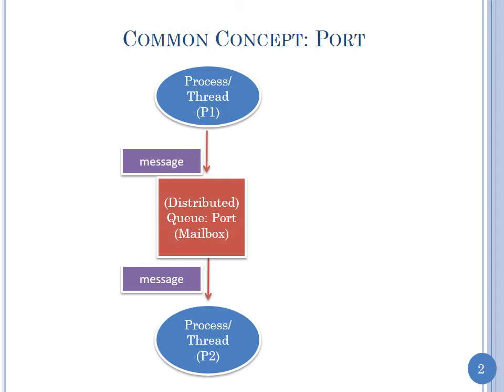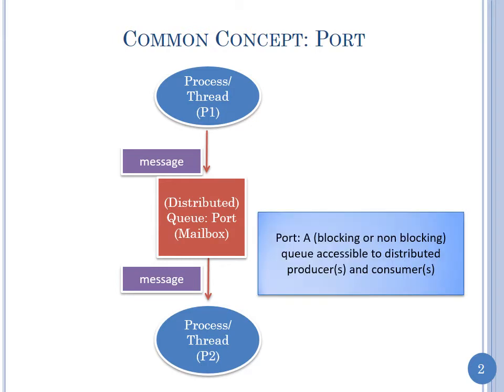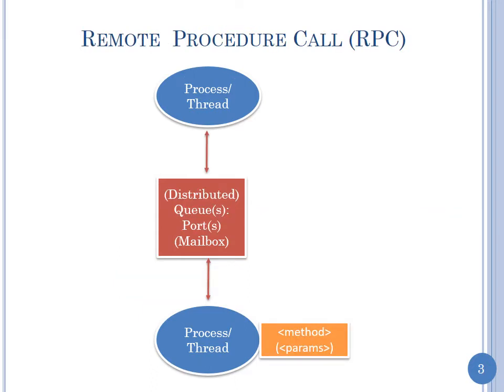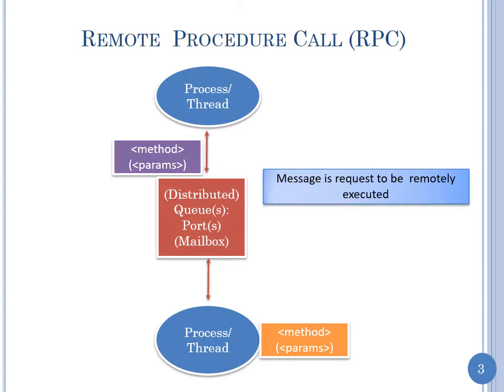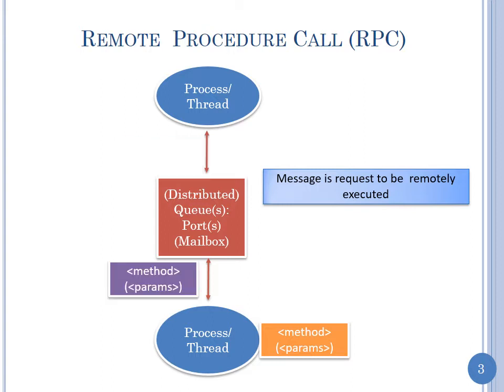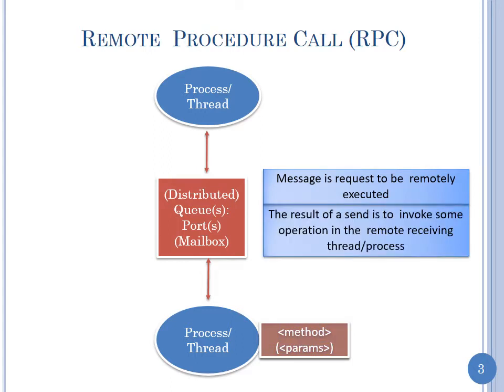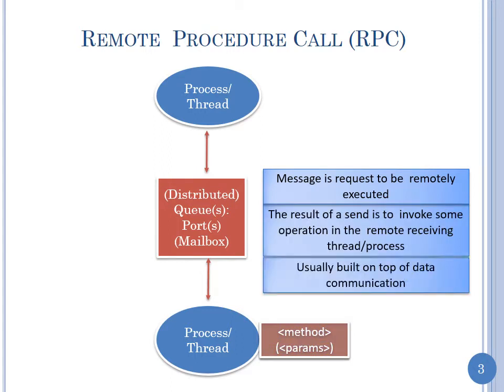And if it's between threads, then the queue is not really distributed. But if the communication is between processes, then the queue is distributed. Okay. So we saw that idea, and then we saw that a port is basically this queue we are talking about. And in RPC, what you're exchanging is again messages, and the messages are requests for method invocations. Okay, so the sending process says, I want this particular method to be executed. The message goes to the receiving process, which goes and executes it. Okay. And usually it's built on top of data communication, which is what we look at next.